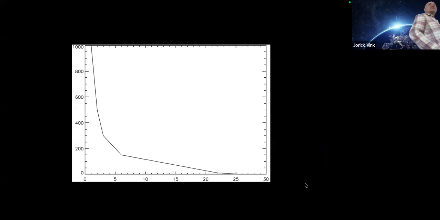Yes, a little quiz before I start. What have I plotted here? Here's the y-axis. This is not a number. This is stellar mass on the y-axis.